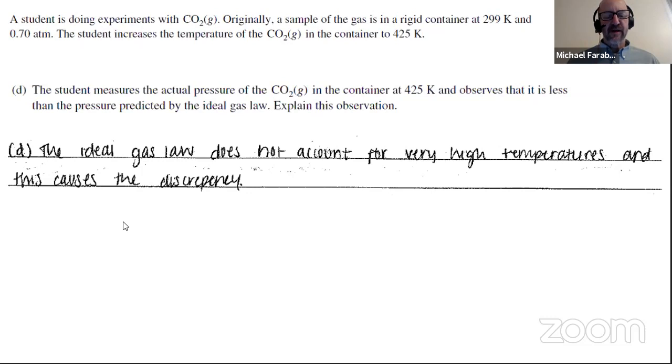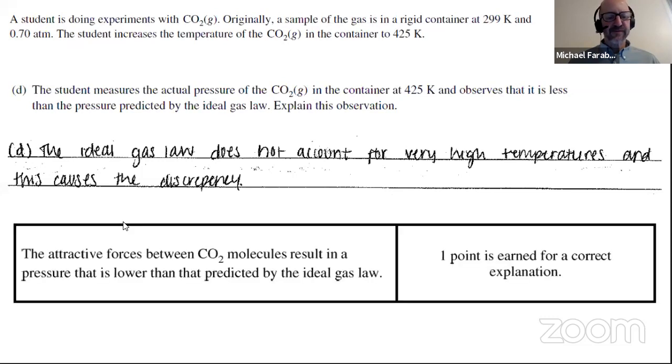What would cause the pressure observed to be less than that predicted by the ideal gas law? The official answer is that the attractive forces between the CO2 molecules result in a pressure that is lower than that predicted by the ideal gas law. So this student talks about high temperatures, but is not very specific. And again, a high temperature on its own is not a reason for a gas to deviate from the ideal gas law in terms of behavior. If the pressure is less, it might be because there are fewer or less forceful collisions with the walls of the container because the gas particles experience some level of attractive forces between them.